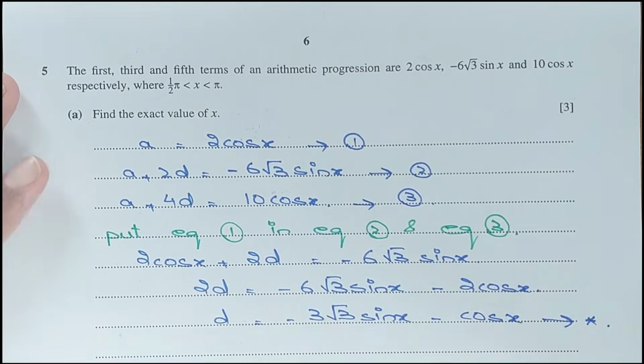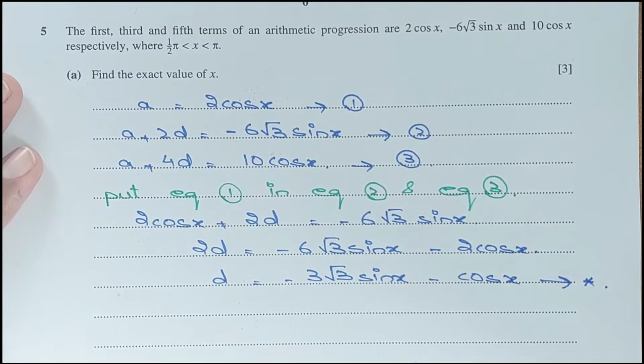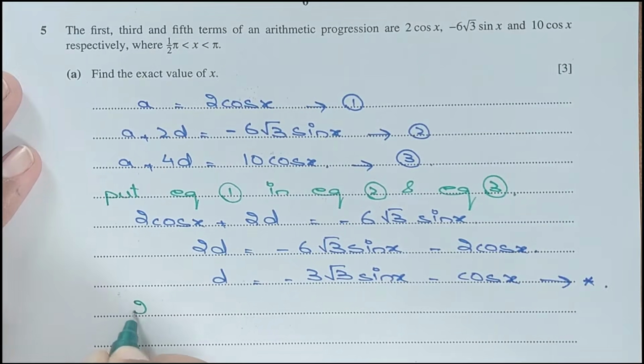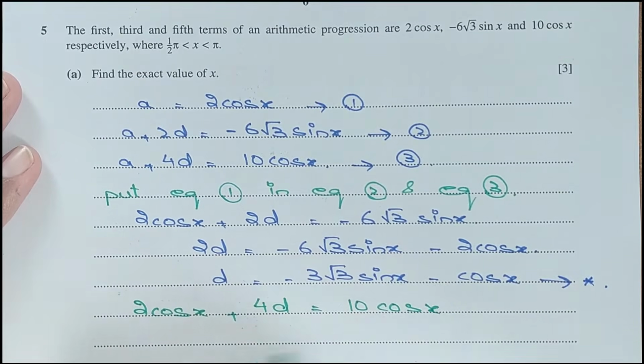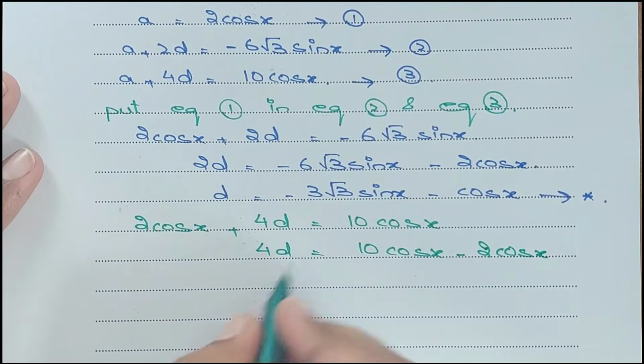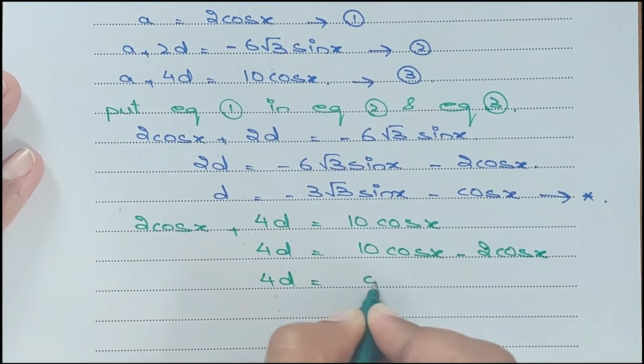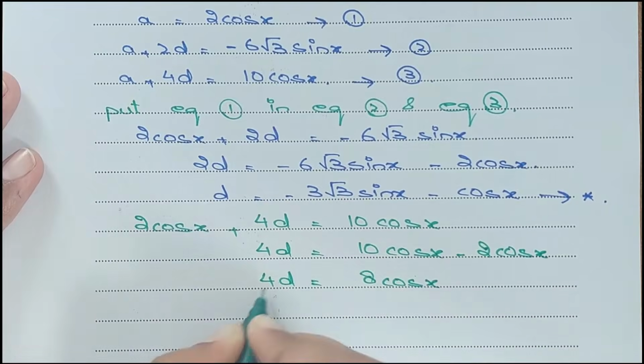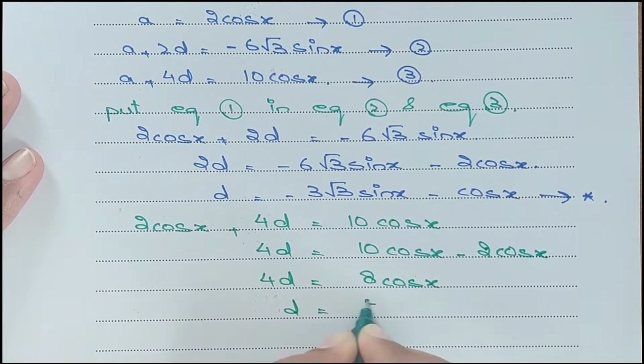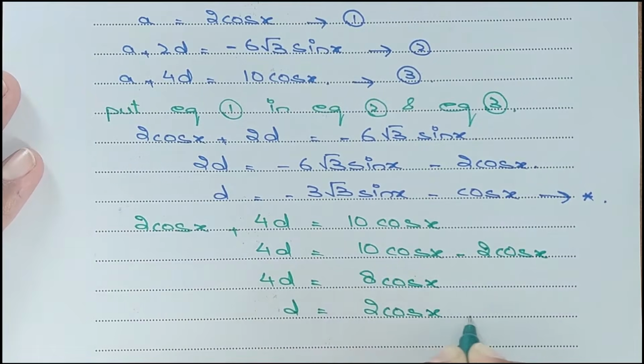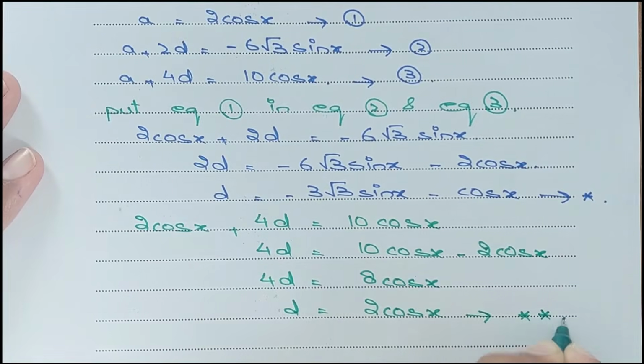This is equation star, right? The second one is, we can say 2 cos x plus 4d is 10 cos x. So 4d is equal to 10 cos x minus 2 cos x. 10 minus 2 is 8 cos x, right? So 4d is 8 cos x. 4 times 2 is 8, so d would be 2 cos x. This is equation double star, right?